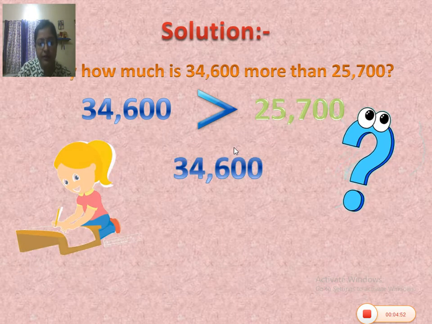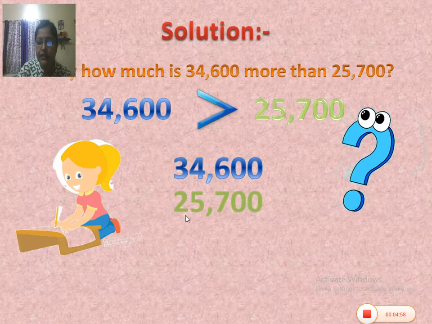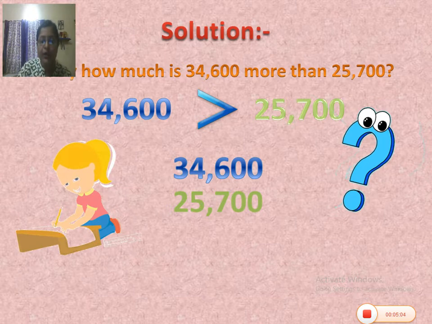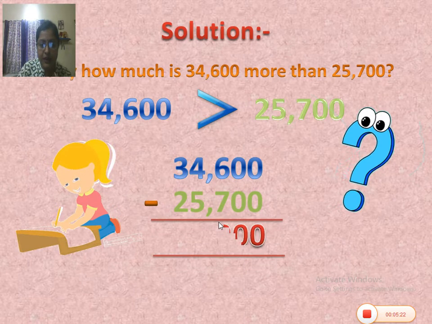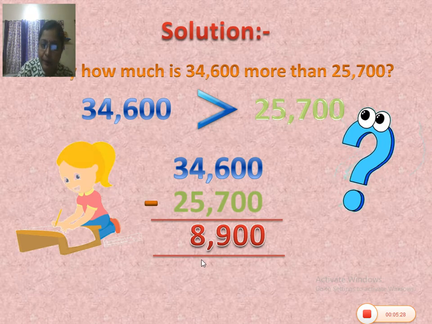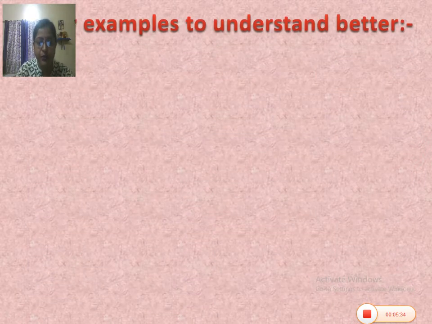Now we'll copy the greater number first, 34,600, then the smaller one, that is 25,700. To find out how much more it is, we are comparing the greater number with the smaller number. That means we are trying to find out how much more it is than the smaller one. So the action required over here is subtraction. So let's solve it and we'll get the answer 8,900. Am I clear? Now let's take a few more examples to understand the concept in a better way.